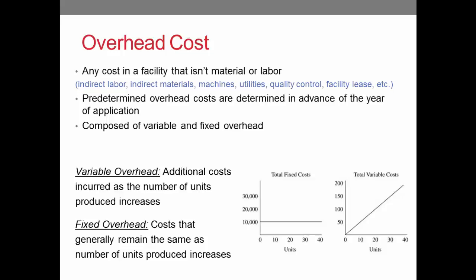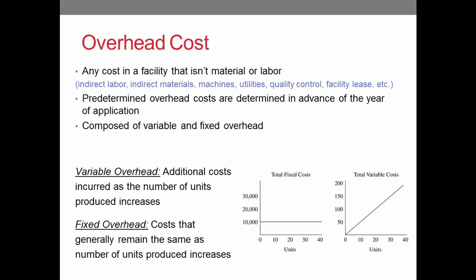So an overhead cost is essentially any cost in a facility that isn't material or labor. That includes indirect labor, indirect materials, machines, utilities, quality control, facility rent, insurance, a whole list of items. The overhead costs are usually predetermined in a budget at the beginning of the year of application. So at the beginning of 2017, a group of management folks would get together and create a budget for 2017.